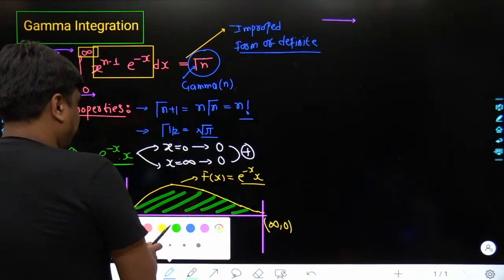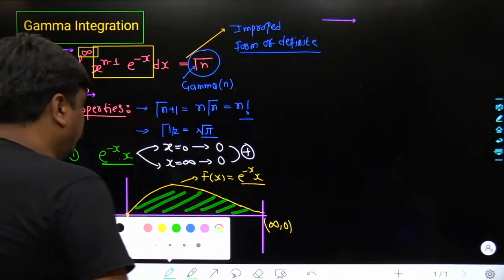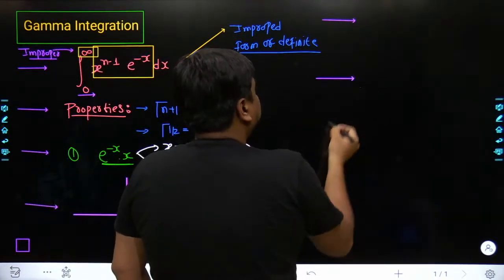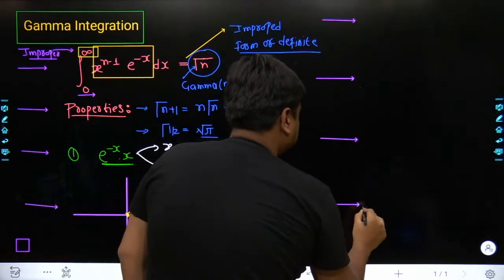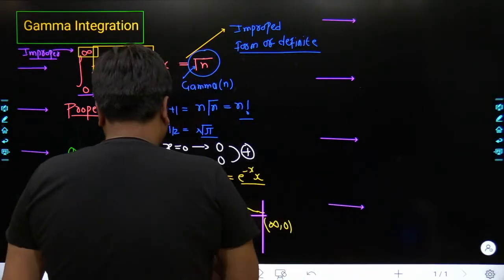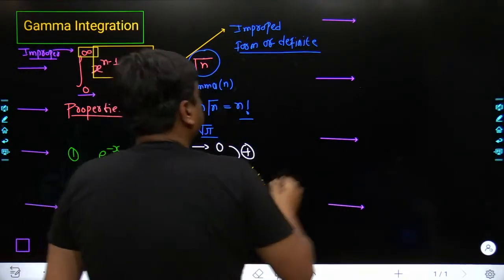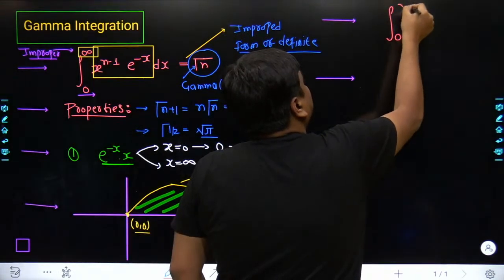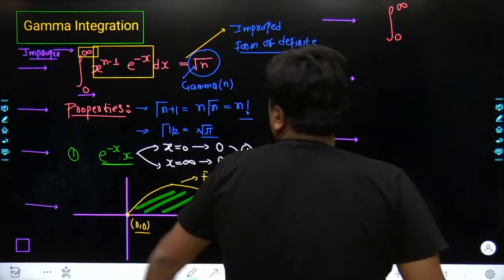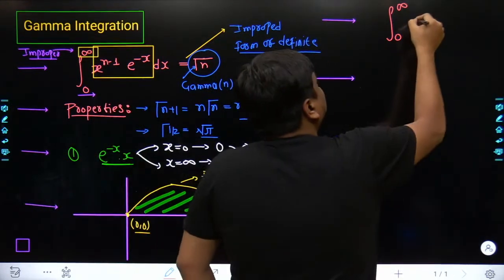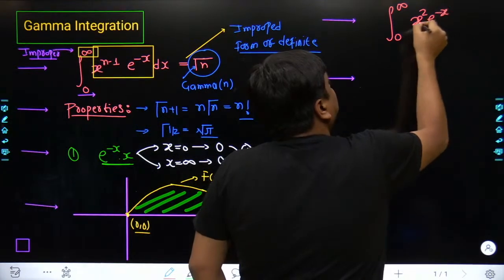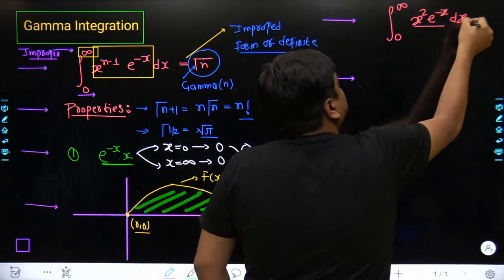In the same sequence, let me take a few numericals, and with the help of those numericals, we are going to learn its complete concept. So the first numerical comes in this structure. The integration has to be taken from 0 to infinity, obviously the same limit. We have the function x square e raised to the minus of x dx.